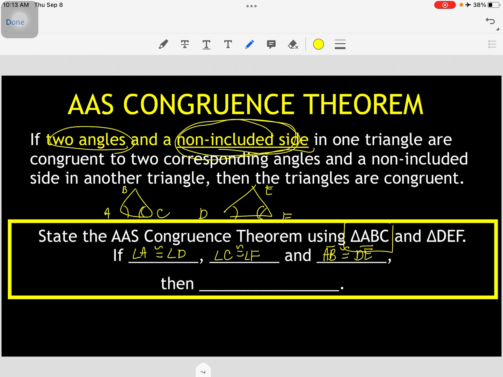Now, if you see that there are two pairs of congruent angles and a pair of non-included sides are also congruent, then you can already say that the two triangles are congruent. So triangle ABC is congruent to triangle DEF.